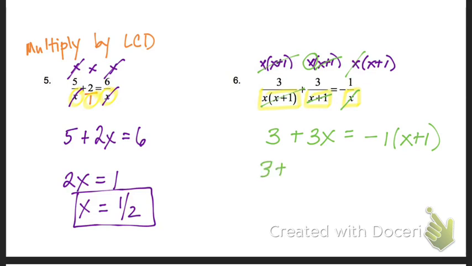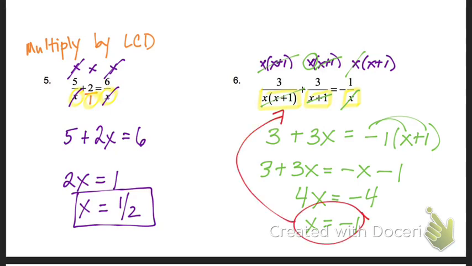Then I simplify. So I distribute this negative. I'll go ahead and solve for x. And you get x equals negative 1. Now, does that work? No, because when I take this and I plug it back in, I get negative 1 plus 1, which gives me 0. So my answer is no solution.